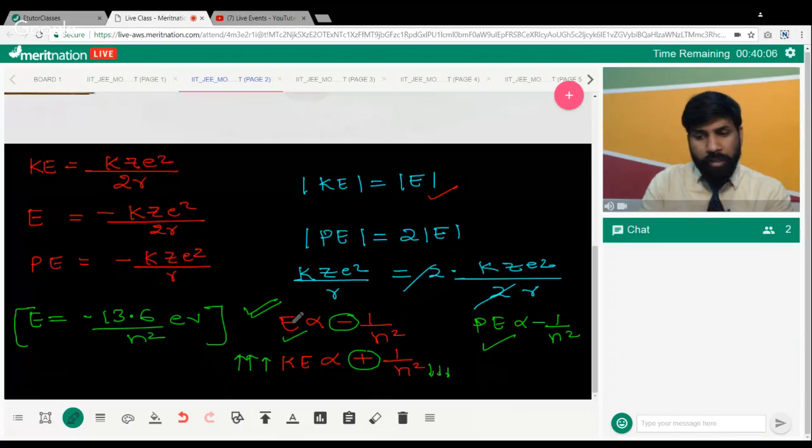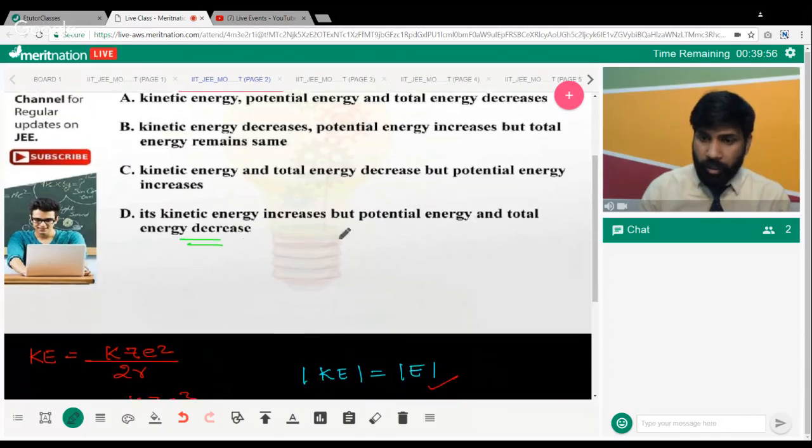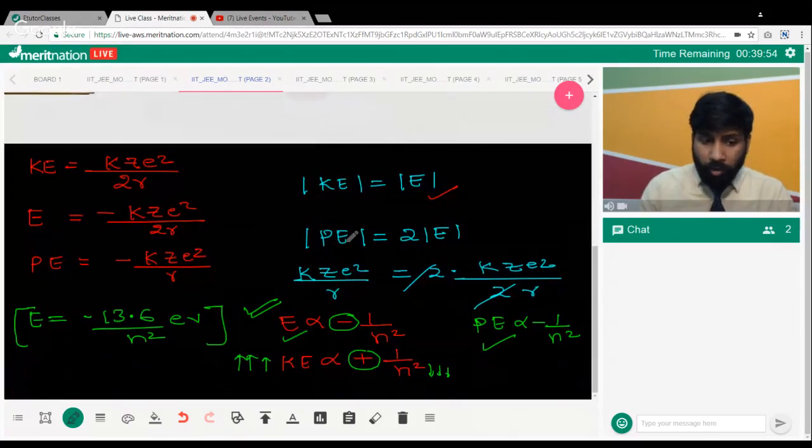So which option is correct here? Kinetic energy increases but potential energy and total energy decrease. So the correct answer is option D. Kinetic energy is positive but total energy and potential energy are negative. So if n is decreasing, total energy and potential energy will decrease here.